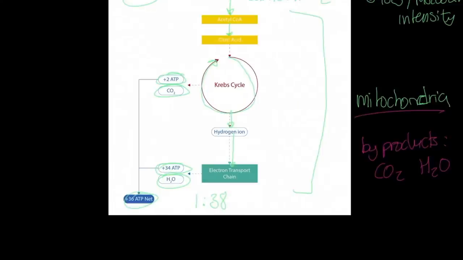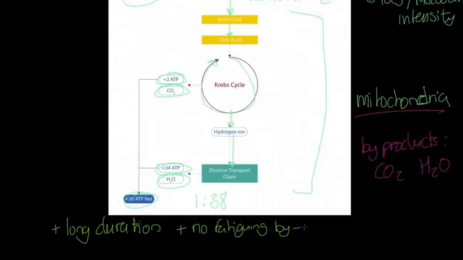Now, if we do an evaluation now, the strengths of this system are its long duration. You could say it's sustainable, which is a really nice term for you to use. Let's put a plus there. Secondly, we've got no fatigue. We've got no fatiguing byproducts. And if you want to get real technical about this, you could even say the CO2 is partially helpful for oxygen dissociation and Bohr shift. And we could also say in here, long duration, no fatiguing byproducts. And we could also say it's efficient. We get 1 to 38.